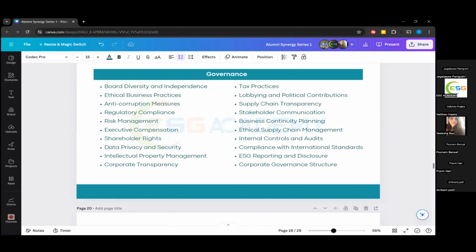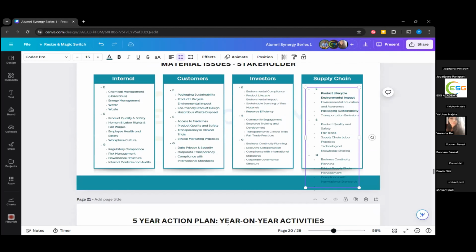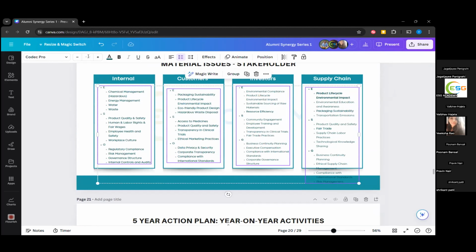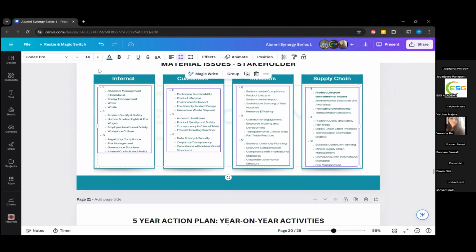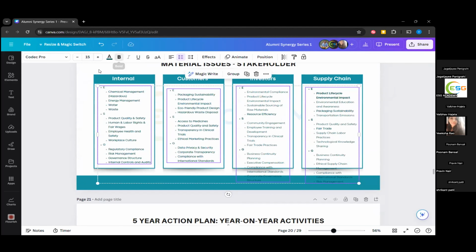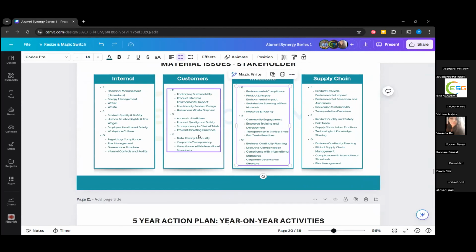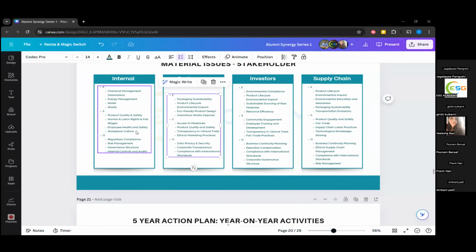How about risk management? Yeah, of course. And probably that should be the first one, if you ask me. Yes. Just give me one second. If we could find anything very common in this and highlight it, we'll have the major material issues, so 10 or 12.